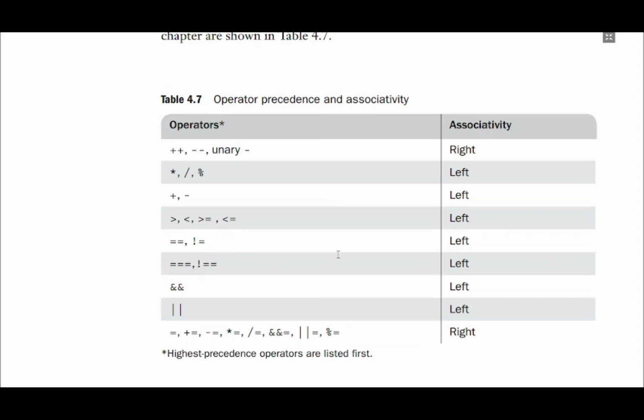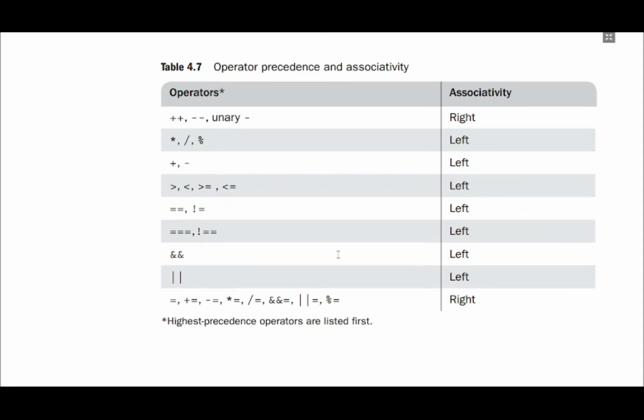Then this gives a holistic view of the operator precedence and associativity of JavaScript. So all the relational operators as well as logical operators are listed over here. So we have double ampersand as the AND operator, and this is the OR operator, and obviously we have the NOT operator too.